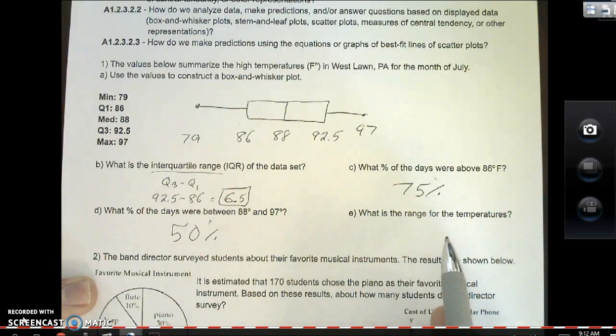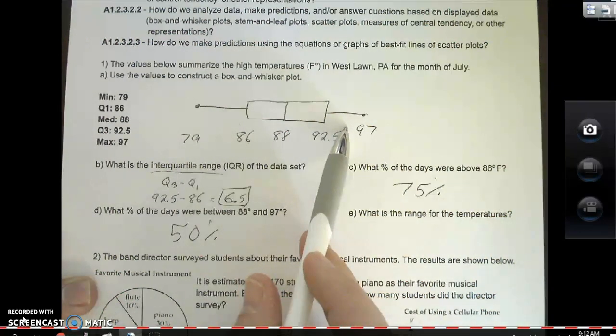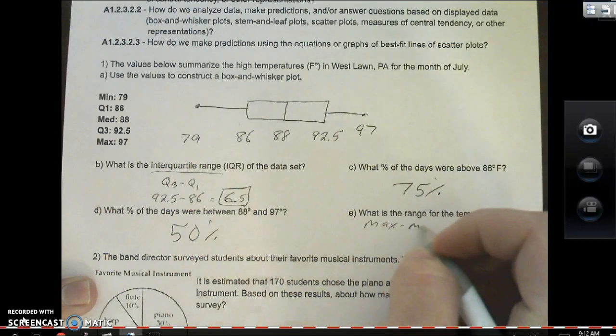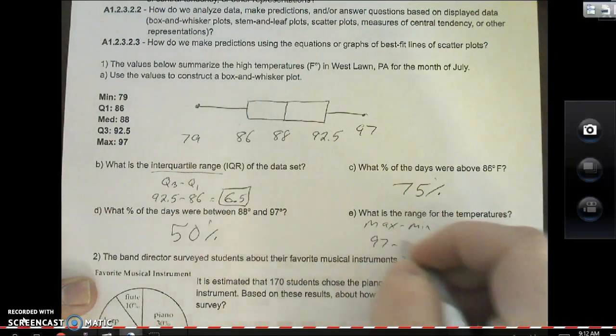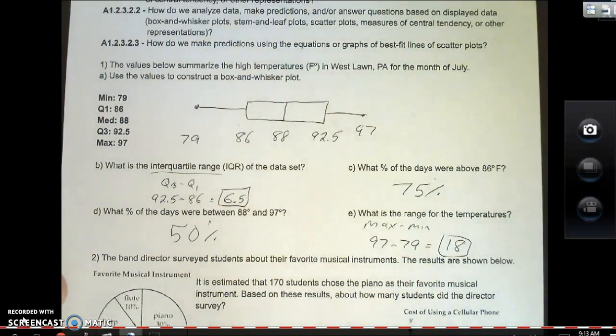What is the range of the temperatures? Now, regular range, you take your high, your max, minus your min. Max minus min. So we're looking at 97 minus 79, which gives us 18. Okay? Wonderful.